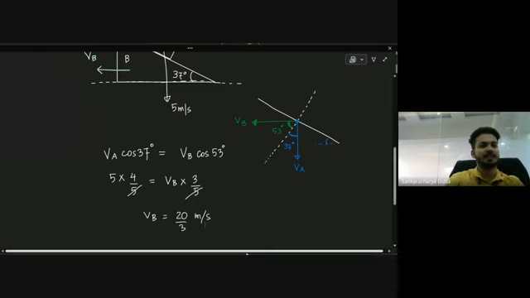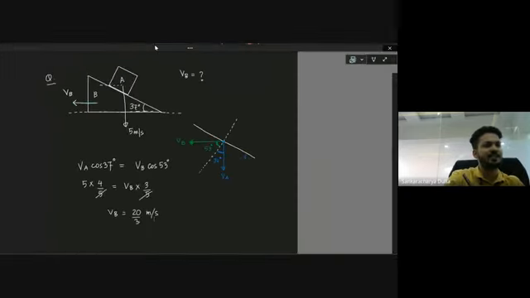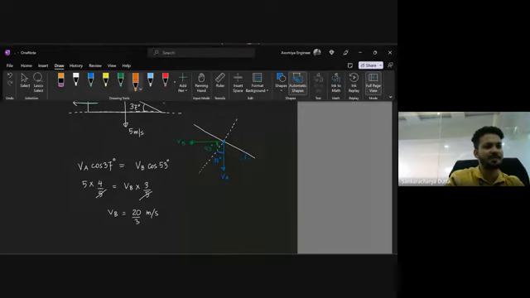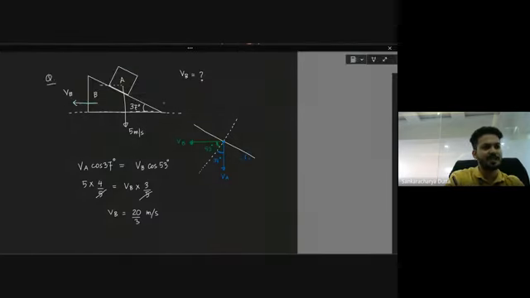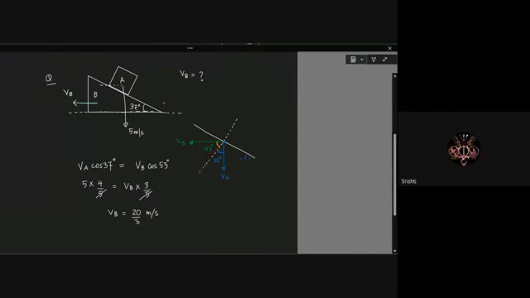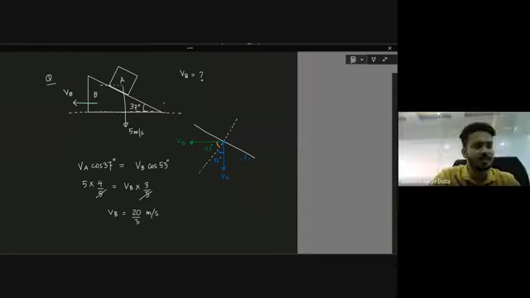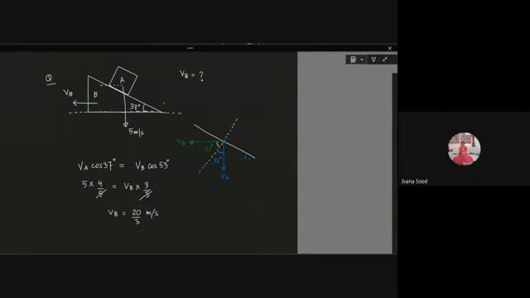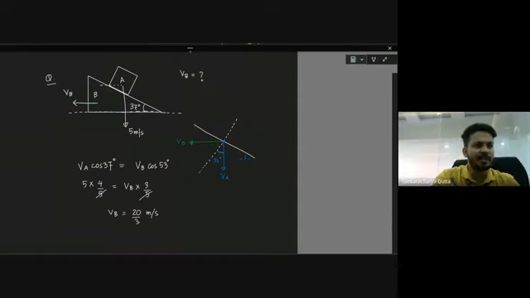Again, if you are facing difficulty with taking components, please visit the previous video. If this angle right here is 53, then the component of VB along the normal will be cos 53. It is not sine 53. That's why I said in the beginning of the class. Do we have to take the angle along the normal and not the common surface? No, you can take angles anywhere. You'll get the same thing.